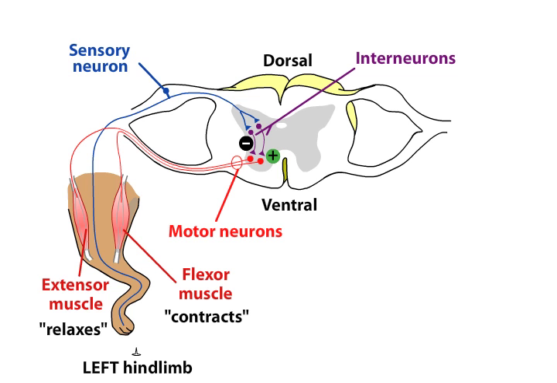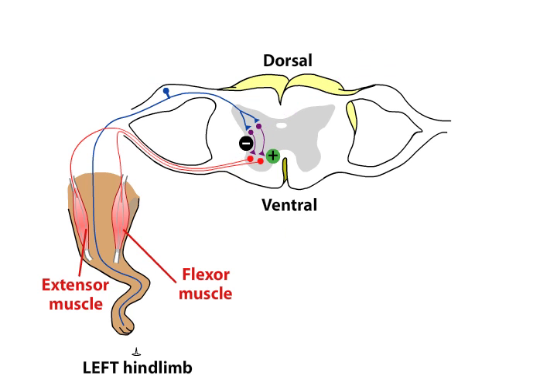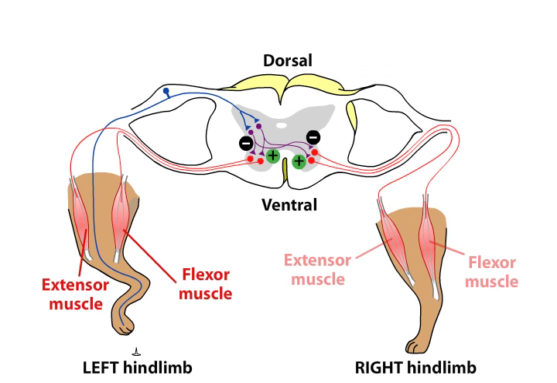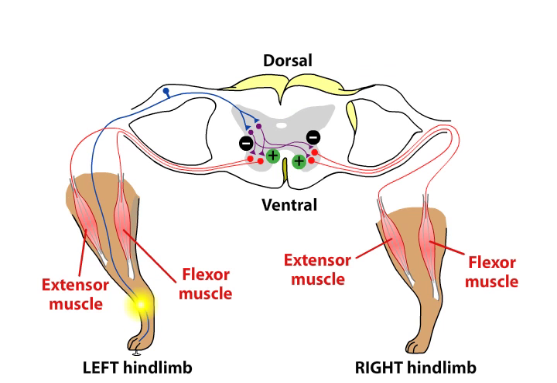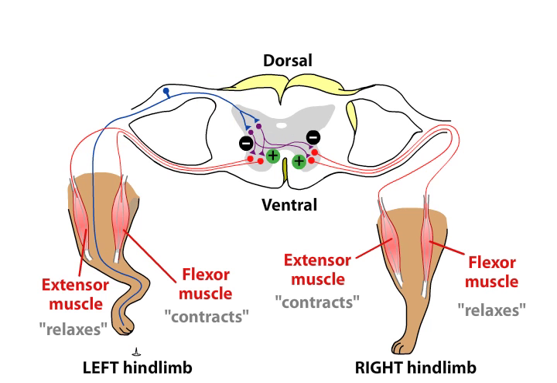With the withdrawal of one limb, the weight shifts to the contralateral limb. Interneurons also connect to motor neurons on the opposite side, so that the muscles in the other limb can adjust to the shift in weight distribution. Flexion of the stimulated limb is therefore accompanied by an opposite reaction in the contralateral limb. That is, the extensor muscles are excited, while flexor muscles are inhibited.